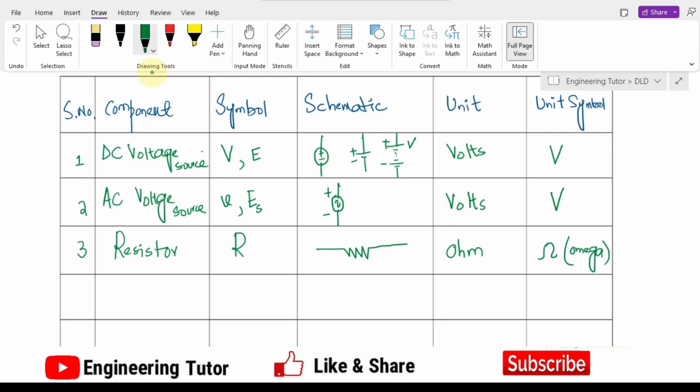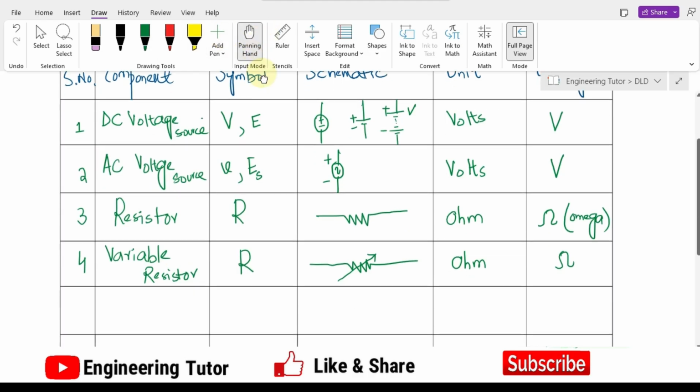Another component here is also a part of the resistor, and that is called a variable resistor. In many cases you might have seen a variable resistor as well. The symbol of it is also R, while the schematic of it is usually like this one, with this arrow sign over the resistor. The unit of it is also ohm, and the unit symbol is also omega. So these are the components which we had to see.